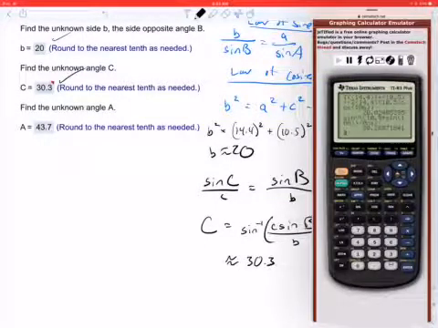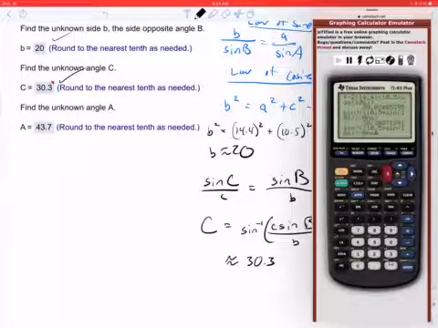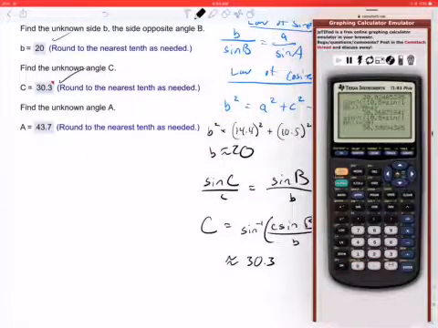Now notice, I used that long decimal. Let's see what happens if instead of the long decimal I put in 20. We still get our 30.3. It still kind of works, but again, my suggestion is to use the long decimal.